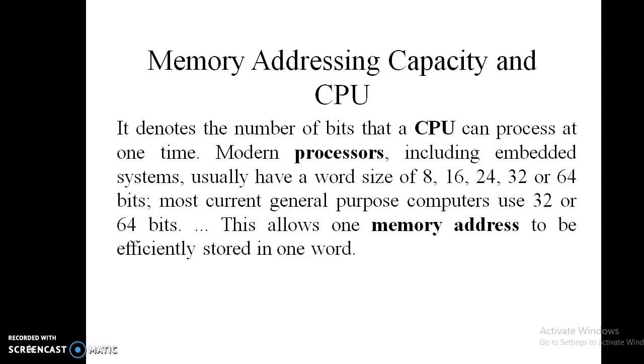In my previous classes, I explained about the evolution of microprocessor. On the topic, I explained about the processor, the microprocessor, 4-bit microprocessor, and then 8-bit, 16-bit microprocessor. So these are all the evolutions of the processor.